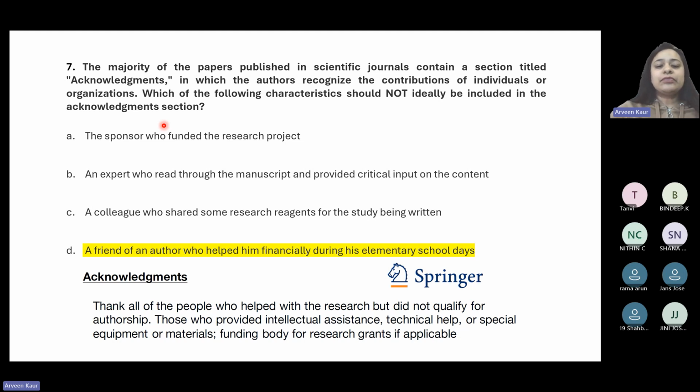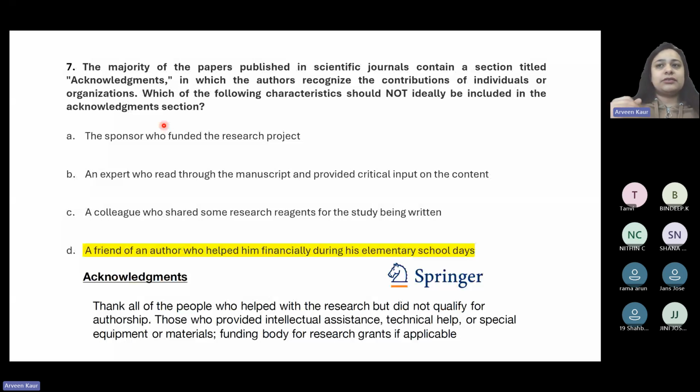acknowledgement section, right? Now, a friend of an author who had actually helped him financially during his elementary school days is also somebody who the author obviously might be indebted to for their entire life, right? But that doesn't mean that this is a person who they will include in the acknowledgement section, right?